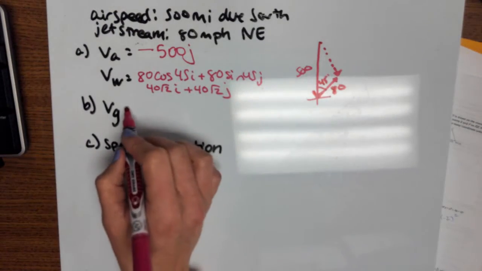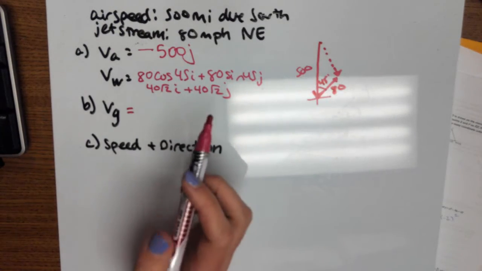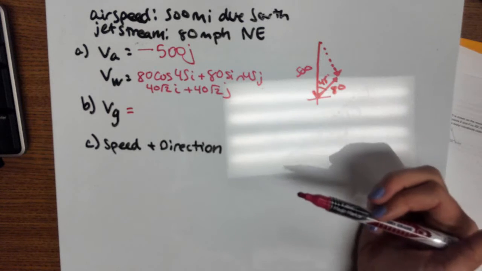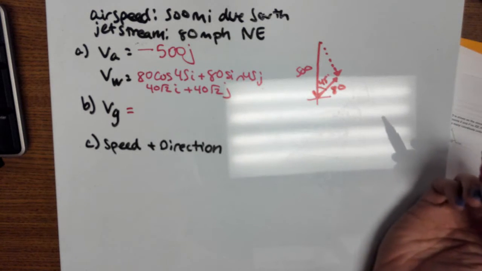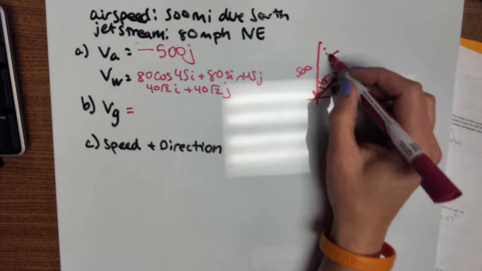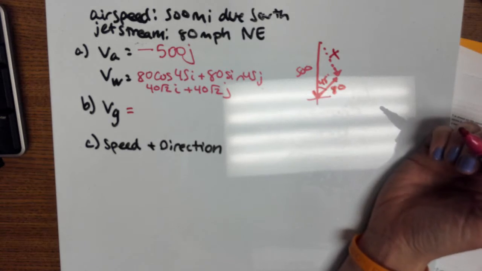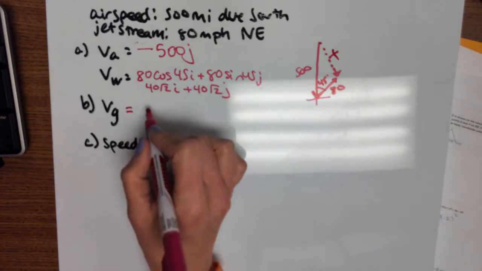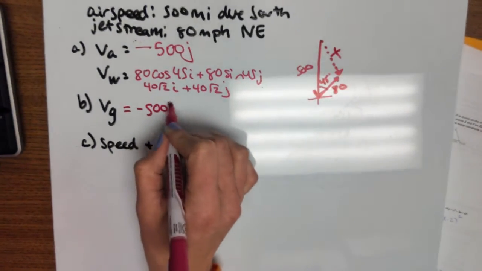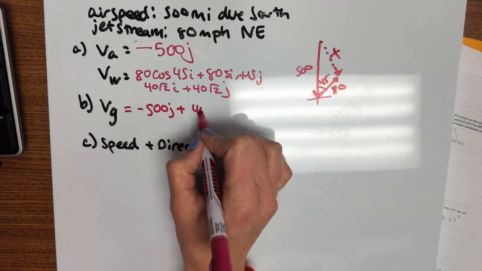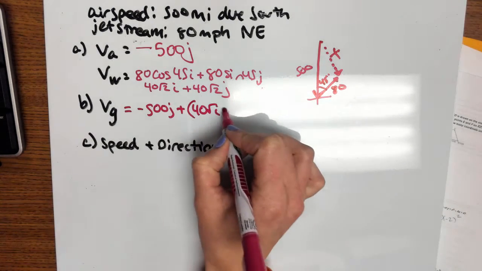The velocity or the ground speed is going to be the airplane in addition to the wind. So it's the actual speed that he's flying at. That's going to be my resultant vector. So we're going to find the resultant by adding my two together. So we take the airplane plus the wind speed. And then all we're doing is combining like terms. So we're going to put the i's together and the j's together.